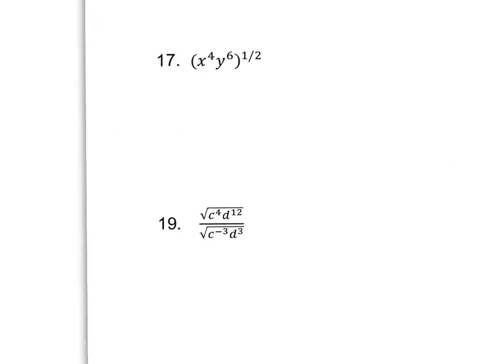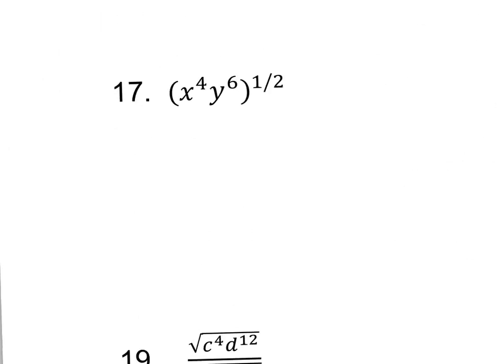Okay, so look at the back. Let's start with 17. The problem is that you just kind of get all these problems thrown at you, and there's no hey, you do this first. You just kind of have to look at it and say, okay, what can I do? Let me try and do that and see what I end up with. So like problem 17, you have x to the 4th, y to the 6th to the 1/2 power. What could you do?